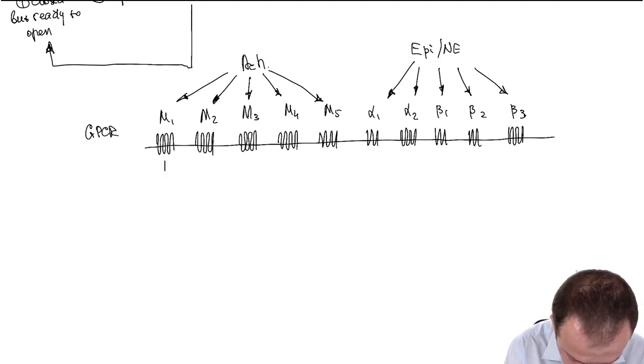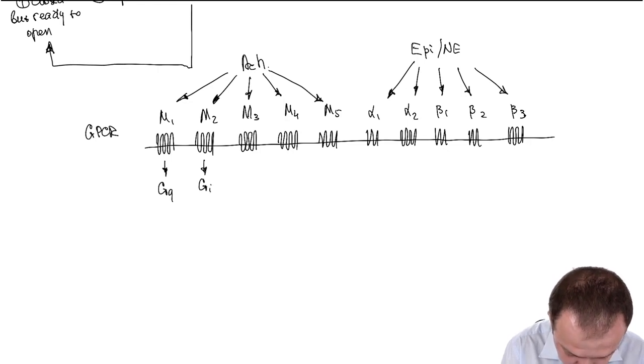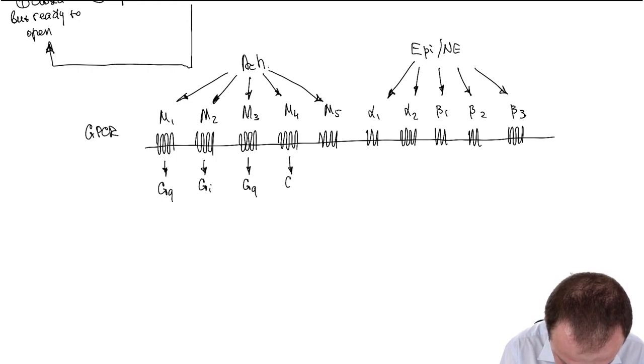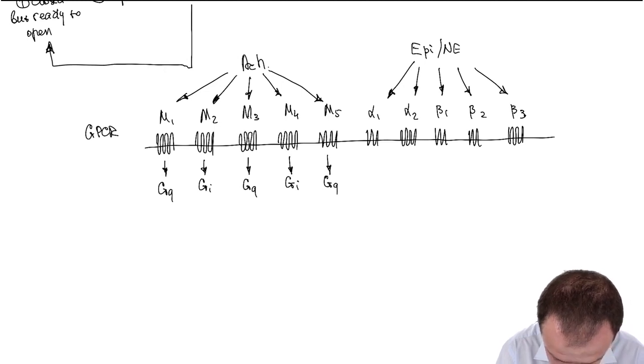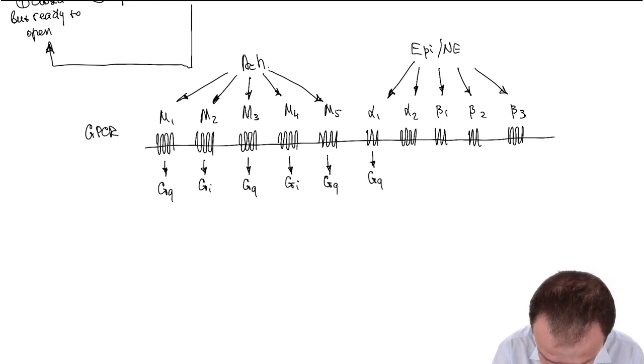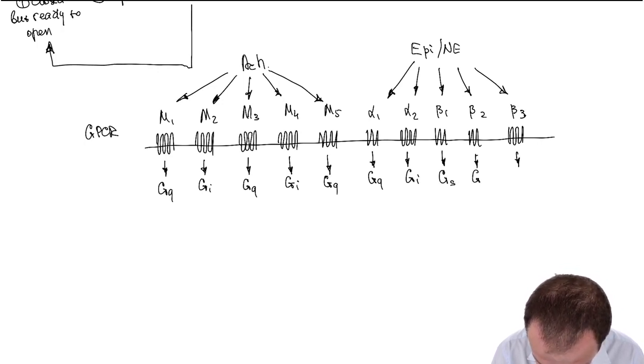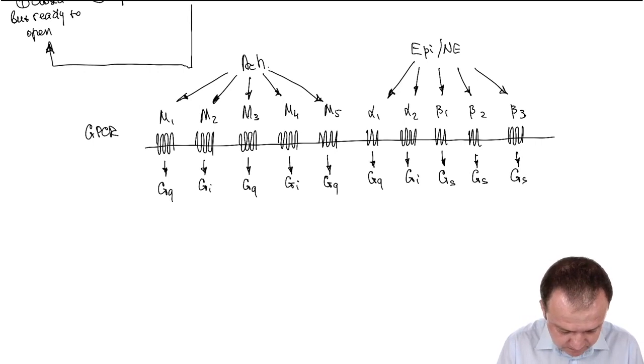M1 coupled with Gq, M2 with Gi, M3 Gq, M4 Gi, M5 Gq, alpha 1 coupled with Gq protein, alpha 2 Gi, and beta 1, beta 2, and beta 3 receptors coupled with Gs proteins. What does that mean?